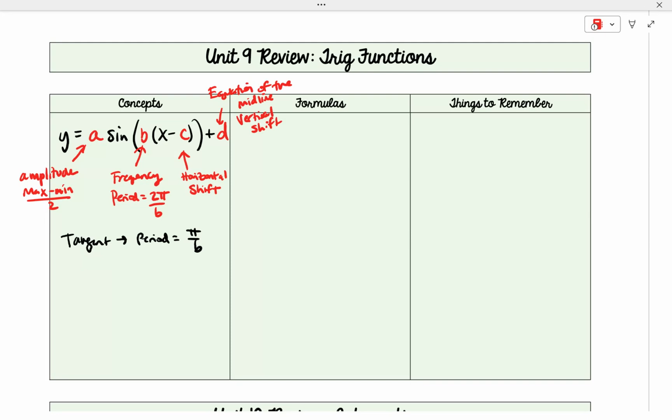And then in tangent, A is not really an amplitude because it goes from negative infinity to positive infinity. Its range is all real numbers. But you could think about it more as a stretch. So when there's a positive number out front, like a 5 or something like that, it's going to be steeper. It follows the same kind of idea as transformations.